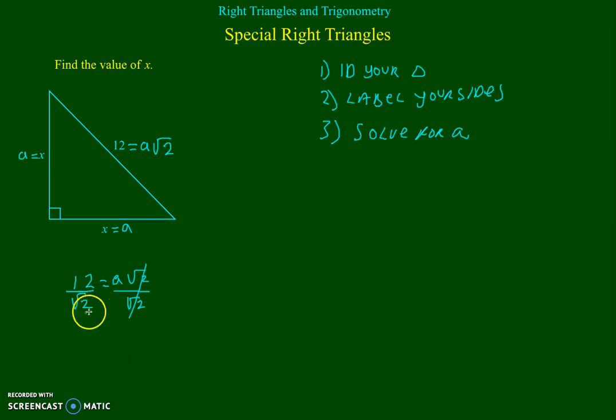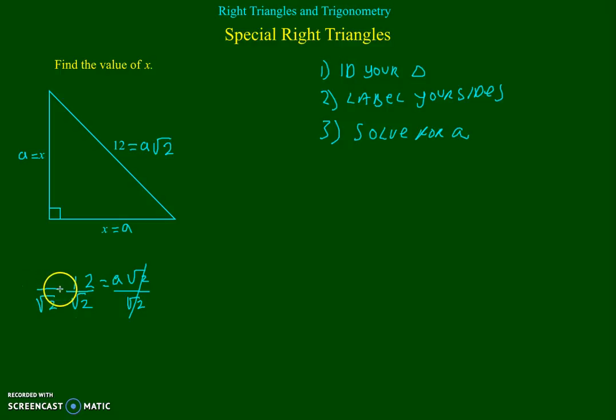Now we can't leave this the way it is. At this level, it's not acceptable. It's not considered simplified to have a radical in the denominator. And when you get to calculus, it's not really going to matter much. But at this level, we're going to need to do something called rationalizing the denominator. That means getting rid of the radical down in the denominator. The way we do that is by multiplying the denominator by itself. So we're going to multiply by the square root of 2.